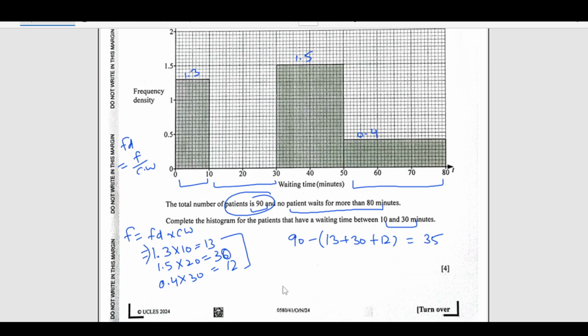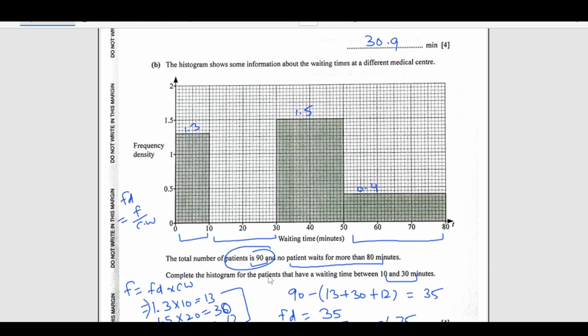So now we are looking for this frequency density. We have now the frequency 35 and the class width here is 20. So divide by 20, this gives us 1.75, right? So 1.75 is somewhere here in the middle.